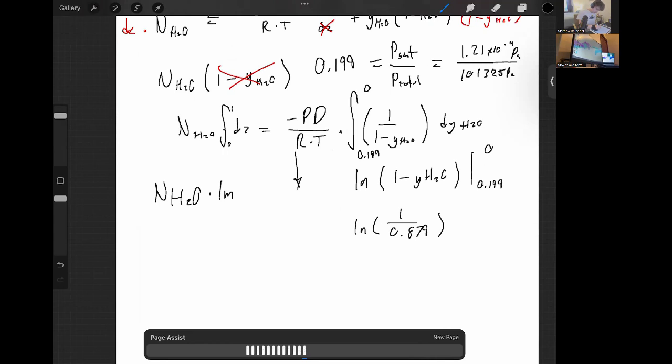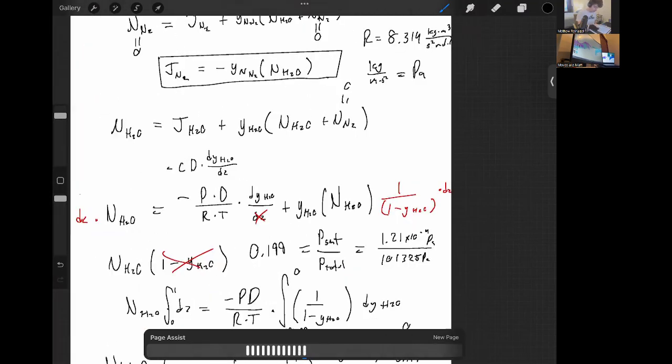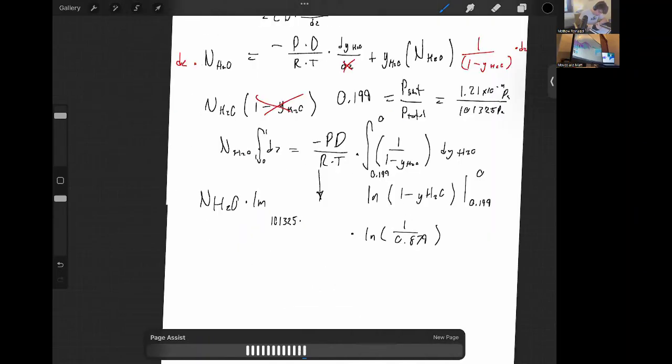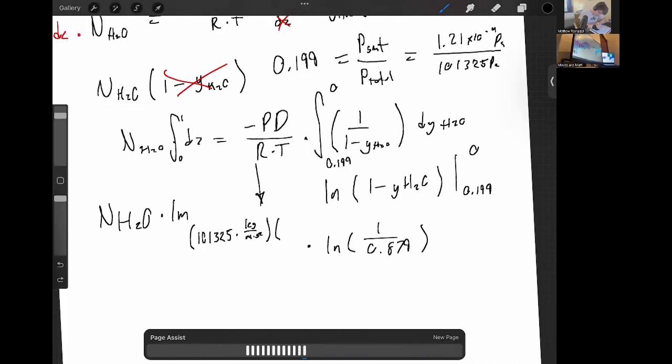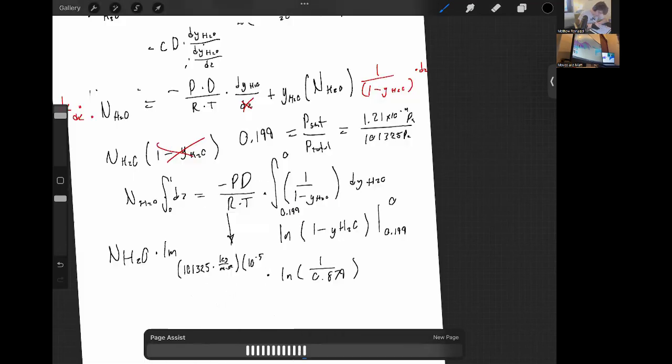And then we're going to multiply this by our units over here. I wrote in advance the gas constant in Pascal conversion so that we can make this easy for us. The pressure in this case is 101.325 multiplied by the units here, which are going to be kilograms per meter second squared. Diffusivity is going to be, what did we say it was? 10 to the power of -5, and then the units are going to be meter squared per second.